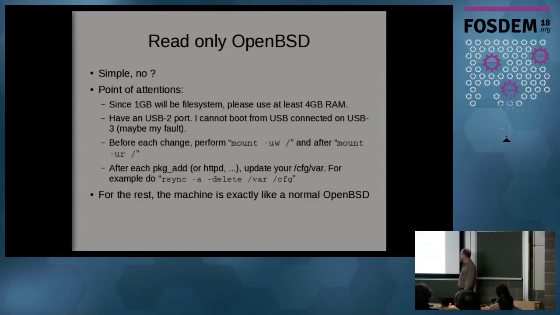The only recommendation I have is to have at least 4 GB of RAM for this. I'm able to boot from USB 2 ports on a lot of different boards. I don't know why it doesn't boot from USB 3. Maybe it's my fault. I don't know why OpenBSD is not booting from those USB ports. I have to check that.